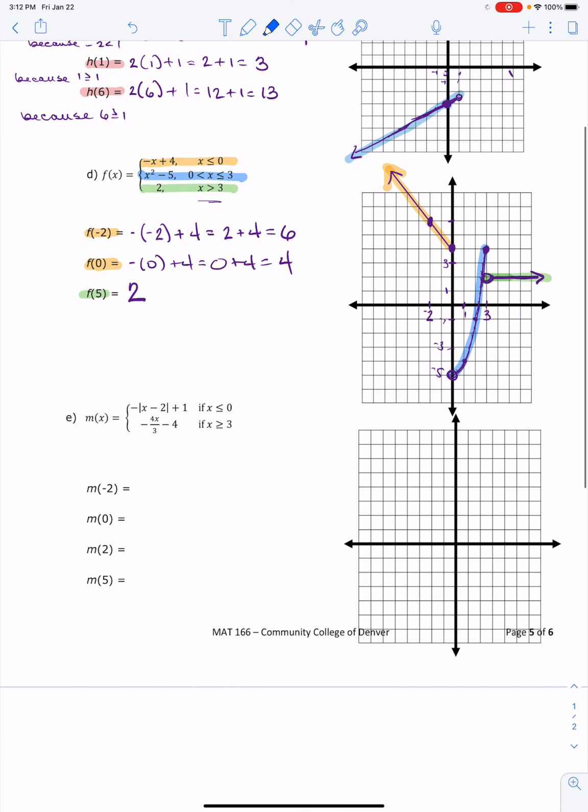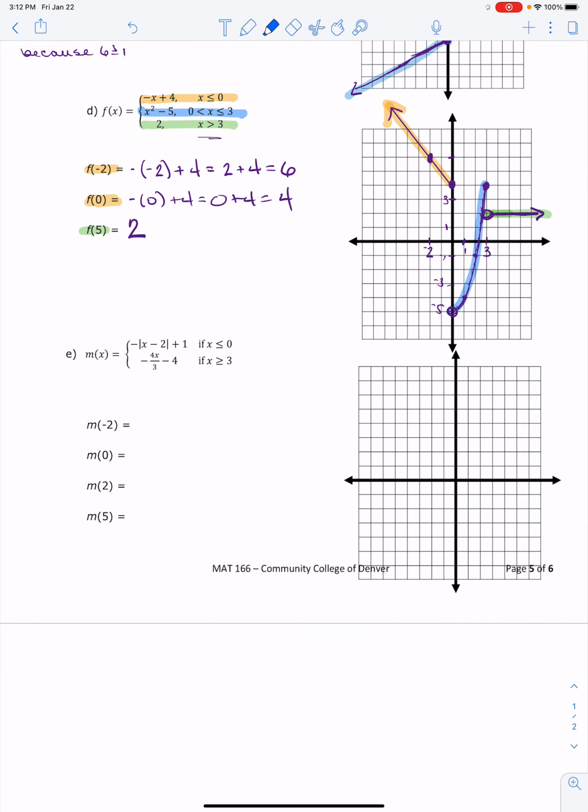E. I've got the negative absolute value of x minus 2 plus 1 for x less than or equal to 0. And I've got negative 4x over 3 minus 4 if x is greater than or equal to 3. I really don't want to work too terribly hard, so I'm going to plug in numbers to figure out what these graphs are going to look like. Okay, so this time I'm going to start with that first.